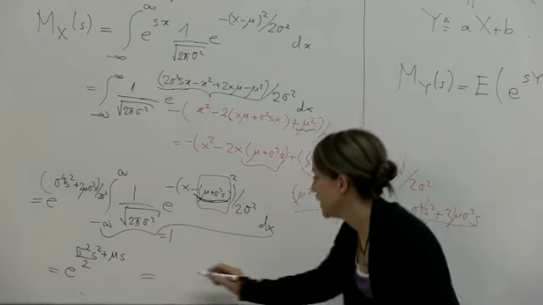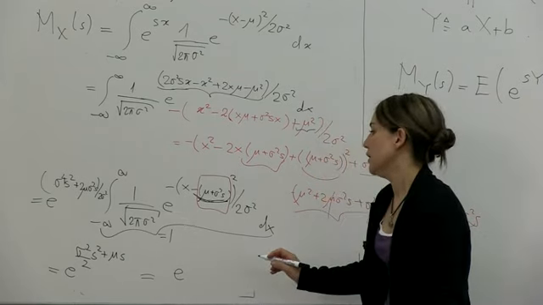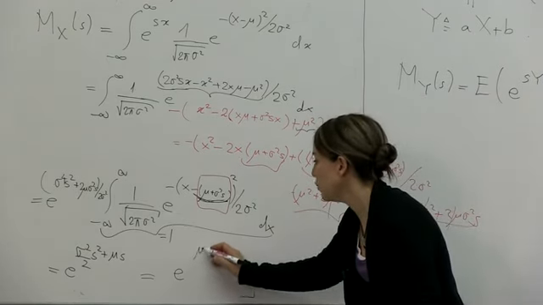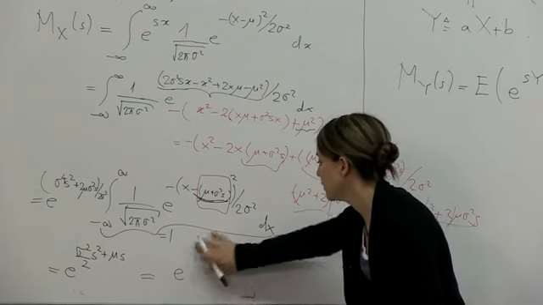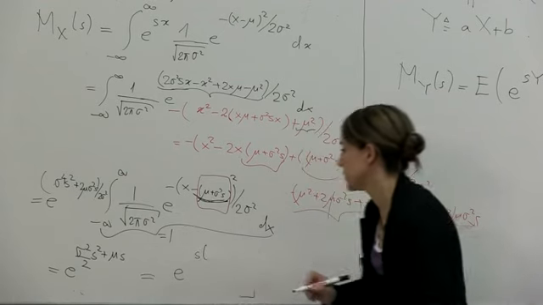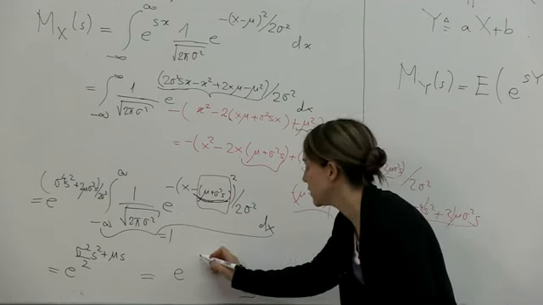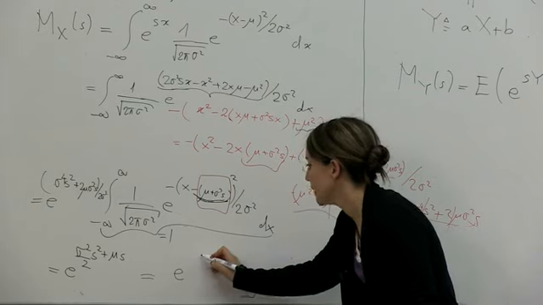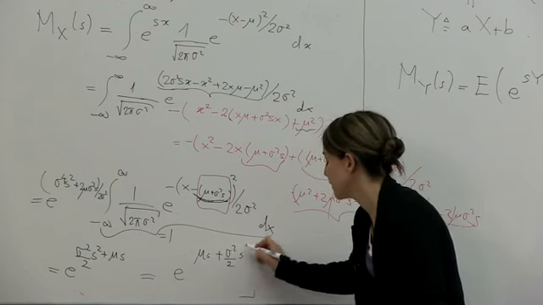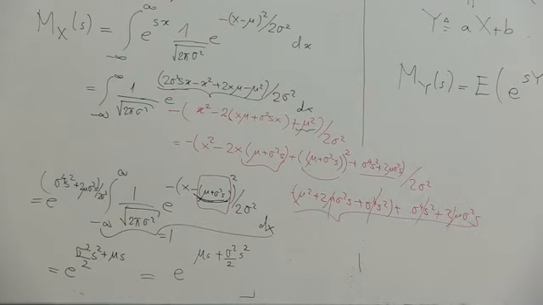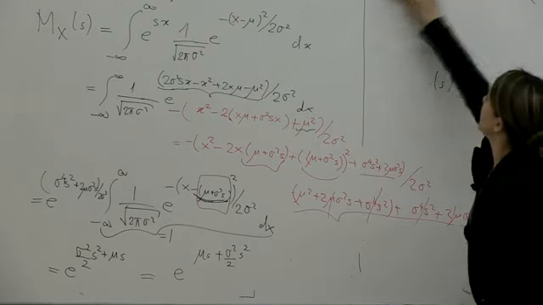So let me rewrite this. E to the mu s plus sigma squared s squared over 2, or let's keep the s squared term in the front, sigma squared over 2 s squared. Okay? We can check later if this is correct or we made an algebraic error. Okay, so this is a good exercise for you to do on your own, repeat on your own as well.